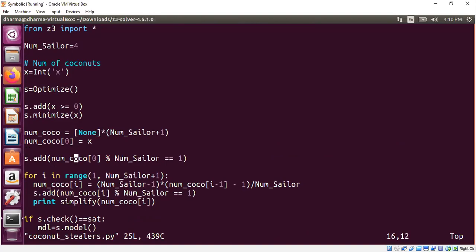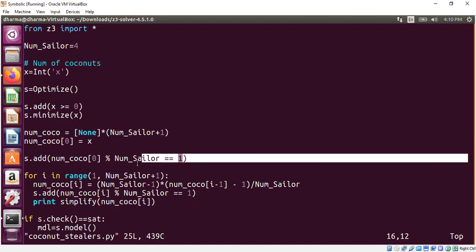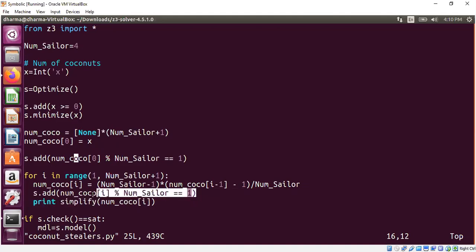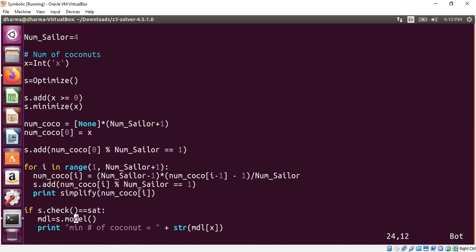And then this particular part comes from the problem statement that says when they divide it by 4, the number of sailors being 4 in our case, they get a remainder of 1 at the beginning, right? And then in every step, they have the same property. That's why you see the same property here. For every state, you see the same property. And then we ask the solver to solve and give us a minimum value for x.